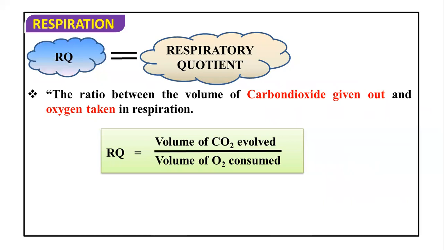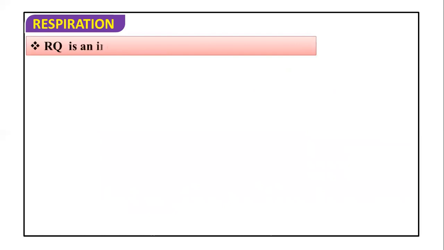The type of respiratory substrate that is going to be used will decide what the respiratory quotient will be. RQ is an index of the type of substrate being used. Means through RQ we can identify which substrate is actually getting used.